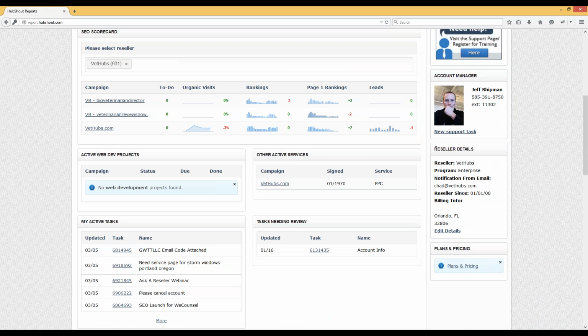You're going to see your reseller details. So this is your information, and you have the ability to go in and edit it. If, for example, you need to change your billing or your credit card, you click Edit Details. It's going to take you to the reseller details screen where you can make those changes. That's also where you can change portal branding information, your notification email address, your Amazon SES information. All of that's over here under Reseller Details.